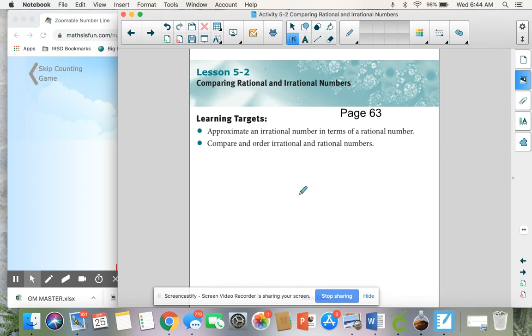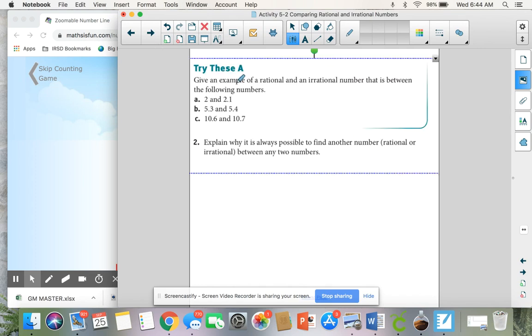For the next couple of days, we're still focused on our original LEQ. And that original LEQ is: how can I define, recognize, and compare numbers in multiple representations? Yesterday we already looked at approximating an irrational number, so we're going to continue doing that today. The other thing we're going to do is work on comparing and ordering irrational and rational numbers. We're going to look a little bit deeper at finding rational and irrational numbers between two numbers.